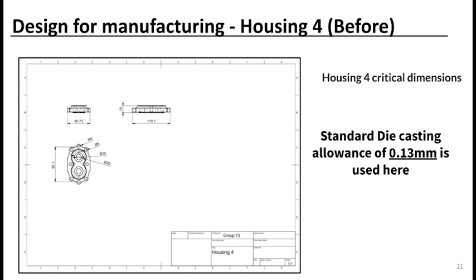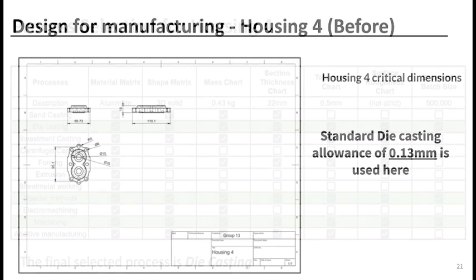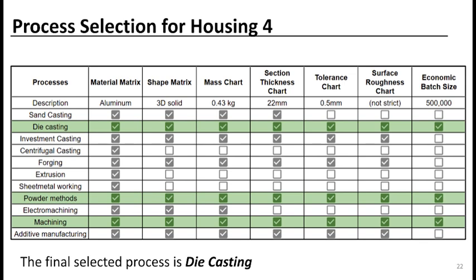The critical dimensions here are the main inner cavity that houses the gear and shaft, as well as the surrounding 8 holes that were initially threaded to be used for fasteners. The housing 4 is made of aluminum alloy, and the compatible processes for aluminum are as shown. Going through the different criteria, the processes were narrowed down to die casting, powder methods, and machining at the end.